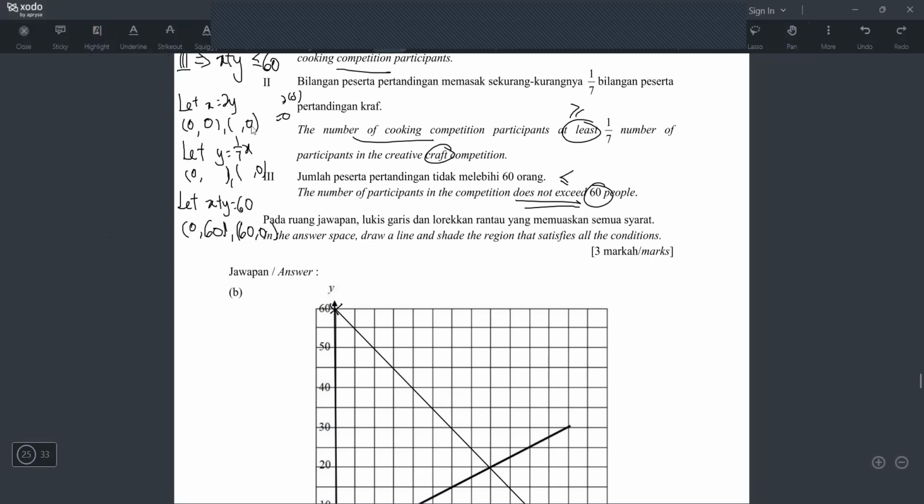Okay, maksudnya you tak semestinya ganti x 0, y 0. You can ganti any point you want. It's just that I suka x 0, y 0 sebab dia senang untuk plot. Tapi untuk case yang macam ni, you kena cari point lain, sebab 0, 0 dengan 0, 0 adalah point yang sama. You kena ada dua point yang lain.